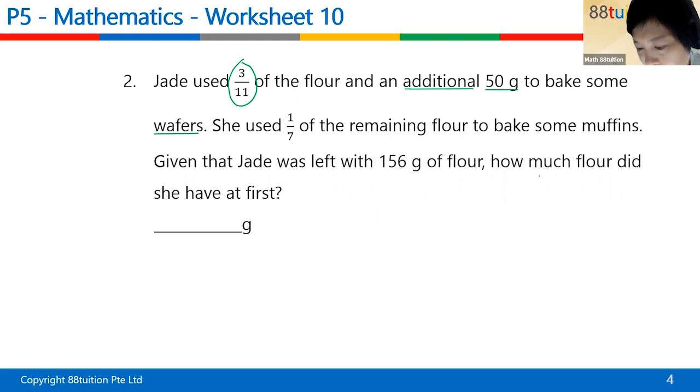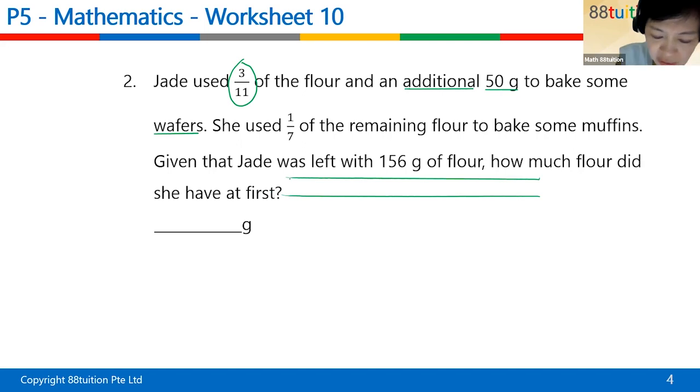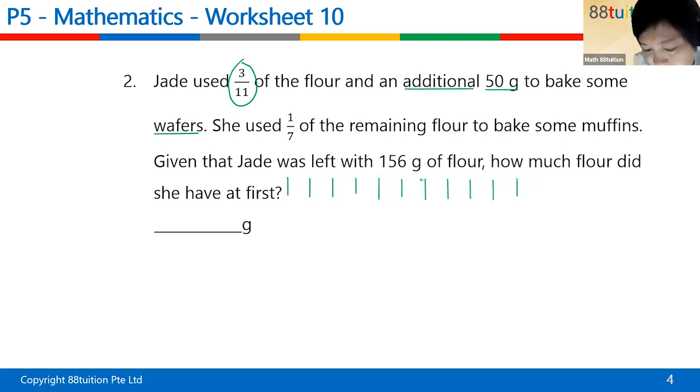So if you draw it in model form, I'll show you how this can be done. 3 out of 11. So 1, 2, 3, 4, 5, 6, 7, 8, 9, 10, 11. Hey, wait, what am I doing? He wants 11 only. So you have 1, 2, 3, 4, 5, 6, 7, 8, 9, and 11. This one is a little bit longer, so I just have to change to a shorter one.